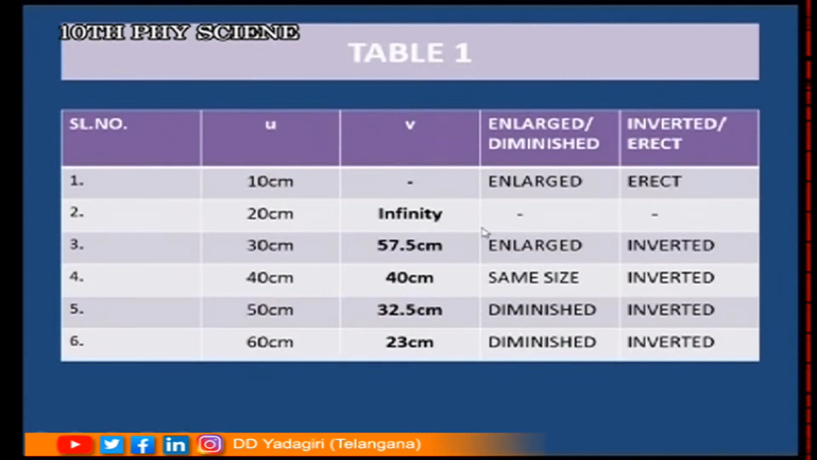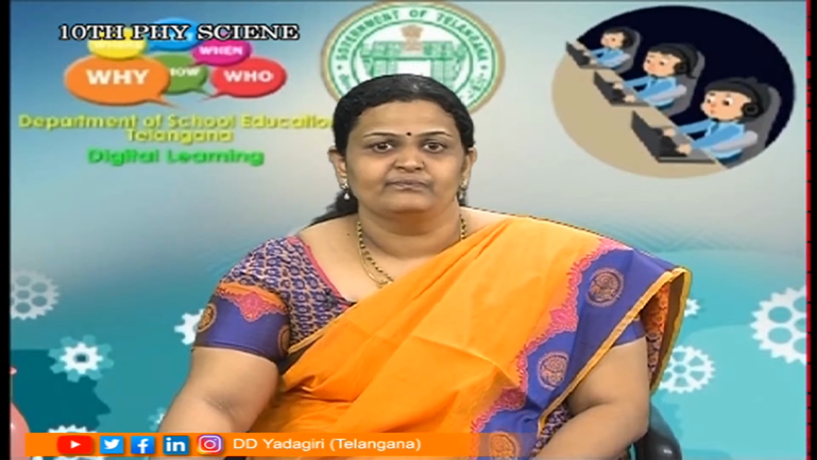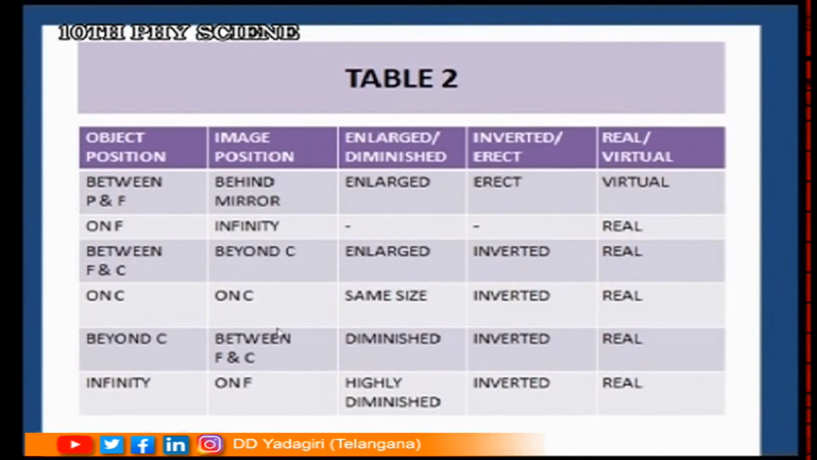Okay children, for this lab activity, we have taken a mirror of focal length 20 centimeters. So based on the value of the focal length of the mirror, what do you get in mind? As soon as you think about focal length 20 centimeters, the radius of curvature becomes 40 centimeters. So based upon the values of F and R, we get all these inferences from our values.